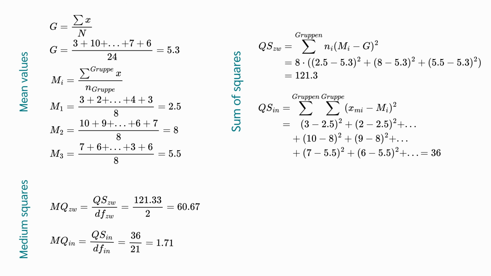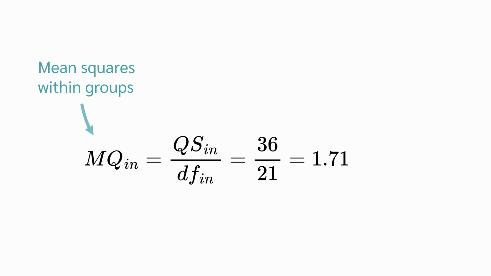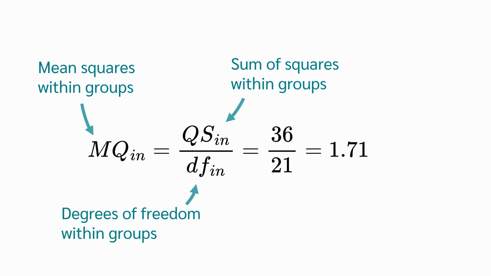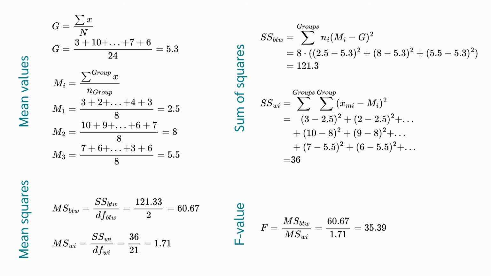So now we need the mean squares within the groups. These are obtained by dividing the calculated sum of squares within the groups by the degrees of freedom within the groups. The degrees of freedom result from the total number of values, in our case 24, minus the number of groups, in our case 3, so we get 21. Now we can calculate the F value.